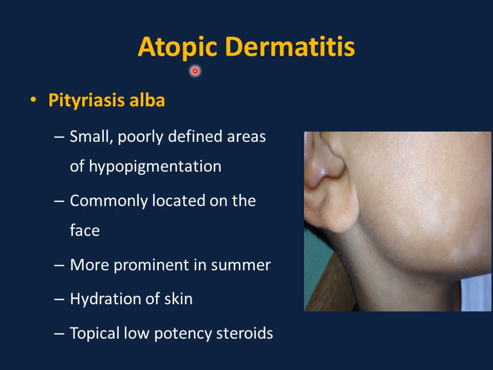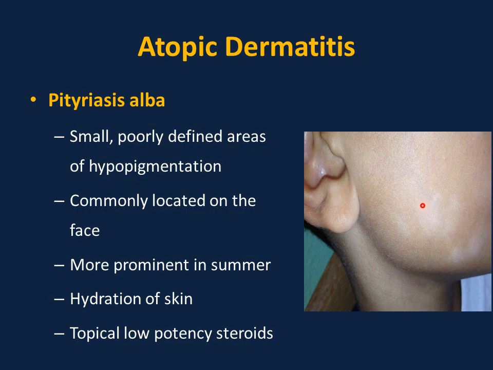Another form of atopic dermatitis is pityriasis alba, or white patches in the face. It presents with small poorly defined areas of hypopigmentation, commonly located in the face. It is more prominent in the summer because of the darkening of the surrounding skin. The key here is skin hydration, reassuring the parents this is not anemia, this is just dry skin and is a type of eczema. It is not as itchy as the other types of eczema, but it presents with white patches in the face because of the dryness of the skin.